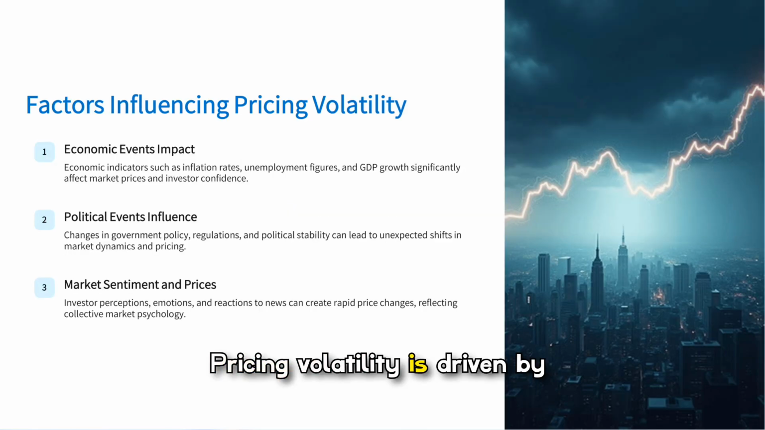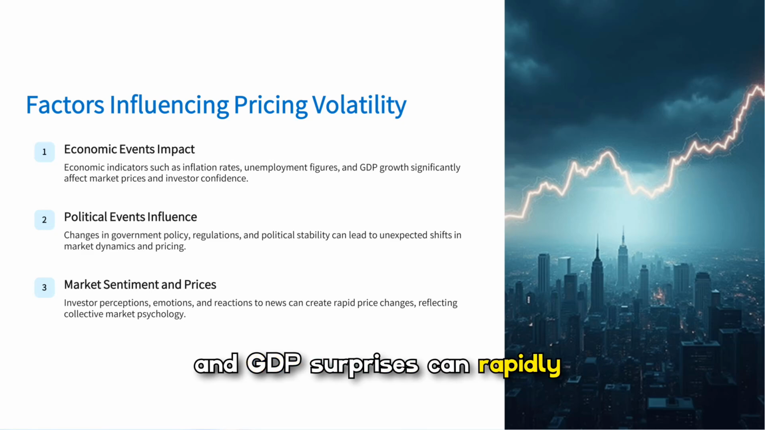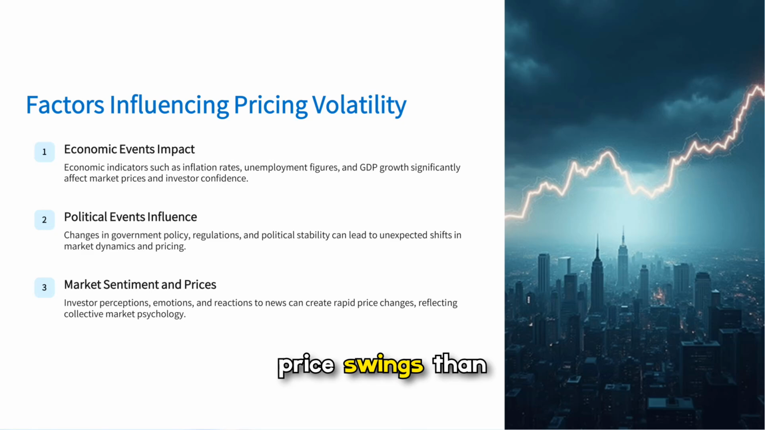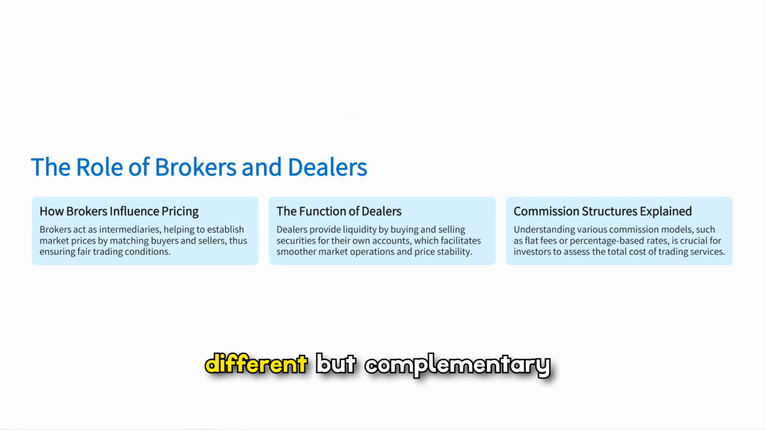Pricing volatility is driven by many forces. Macroeconomic events such as inflation reports and GDP surprises can rapidly shift expectations, political developments and regulatory changes can introduce sudden repricing, and market sentiment, how investors react to news, can amplify moves, creating sharper price swings than fundamentals alone might suggest.